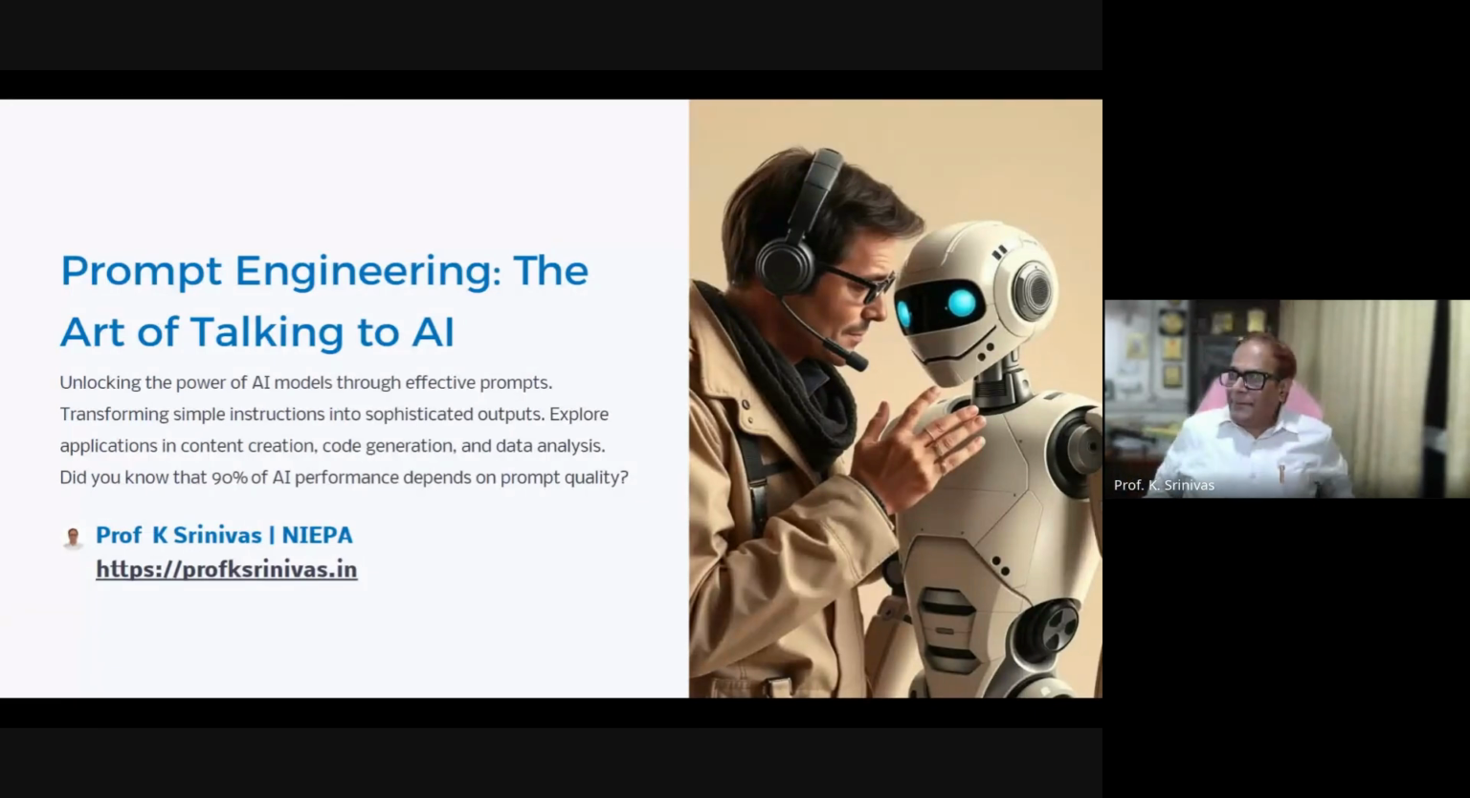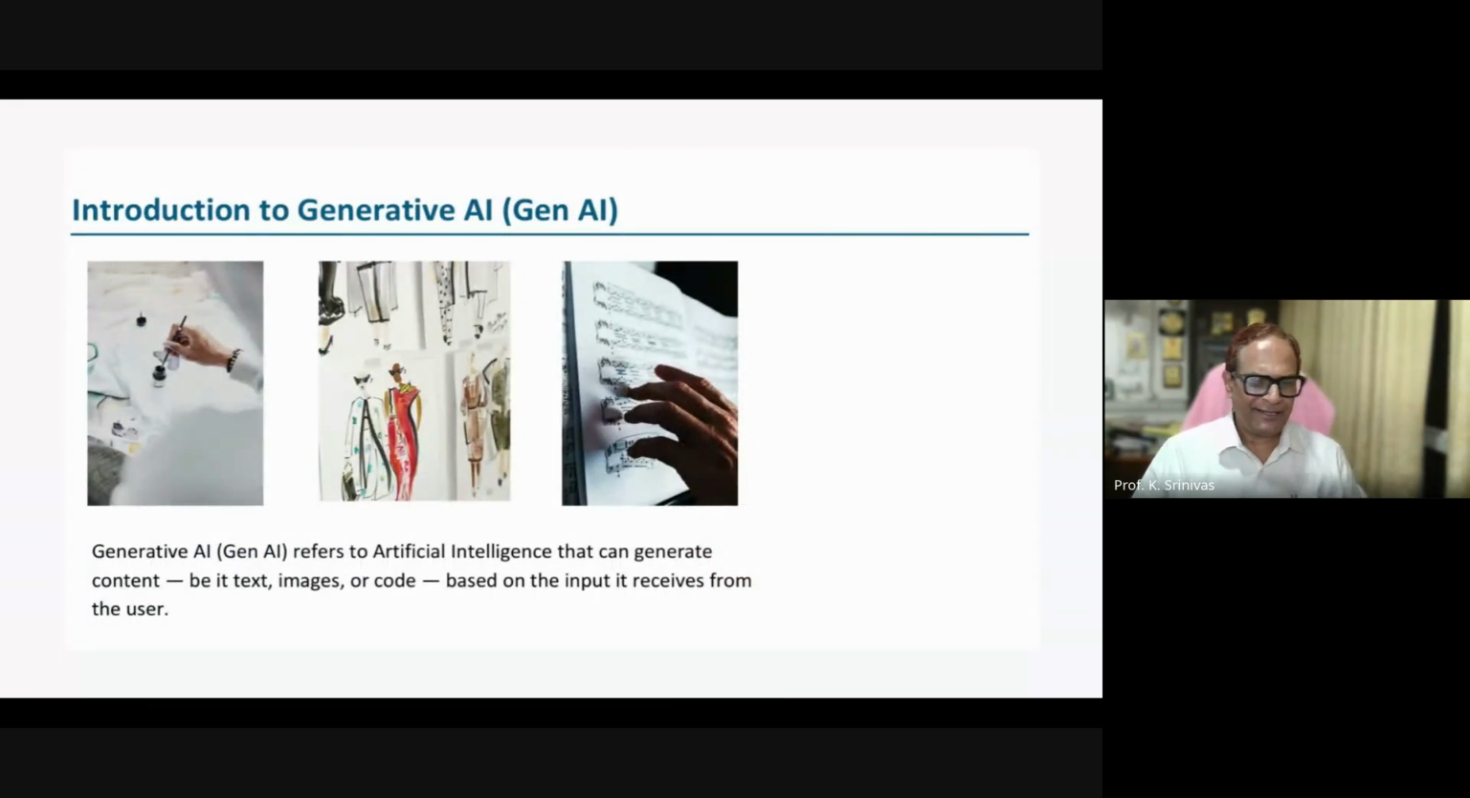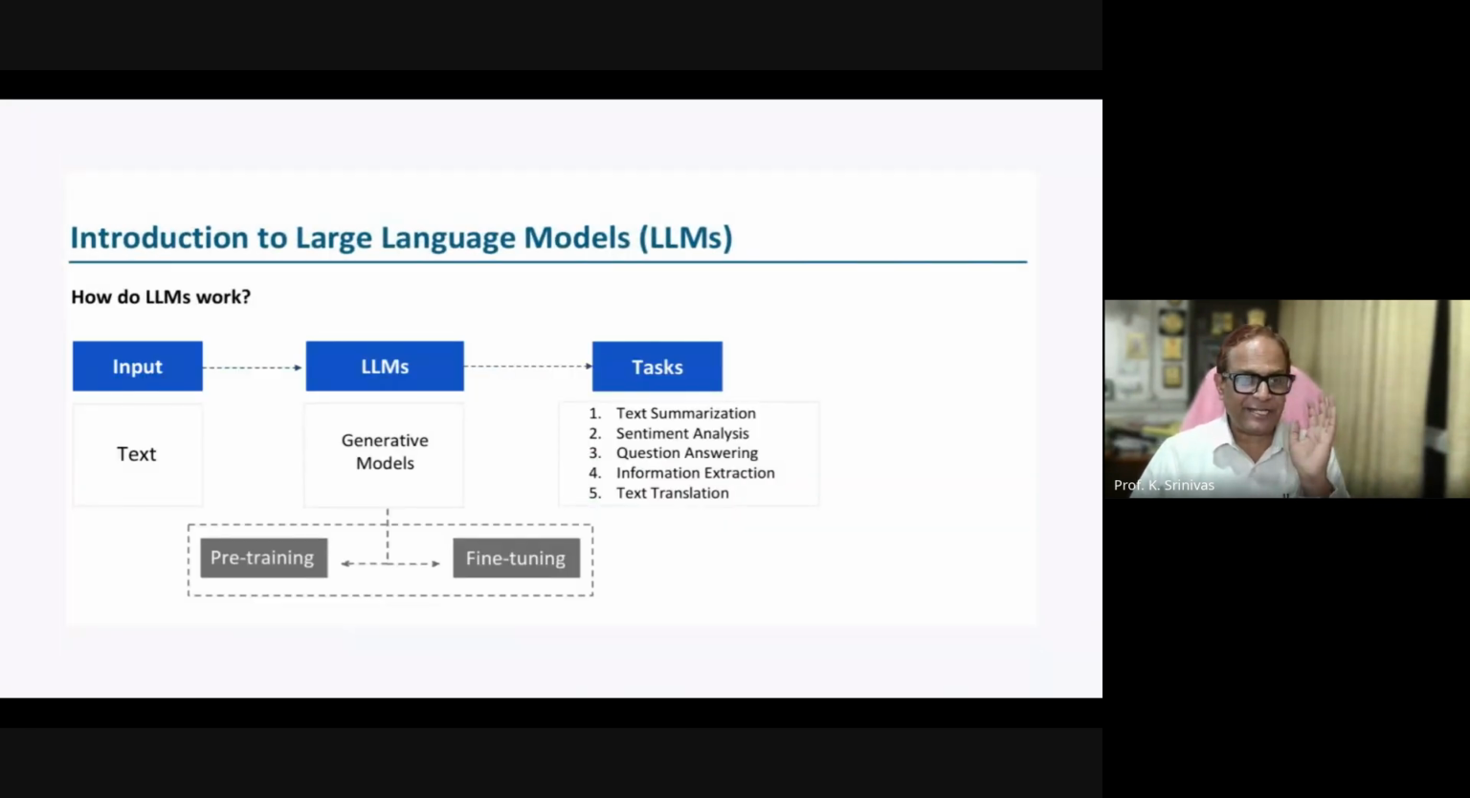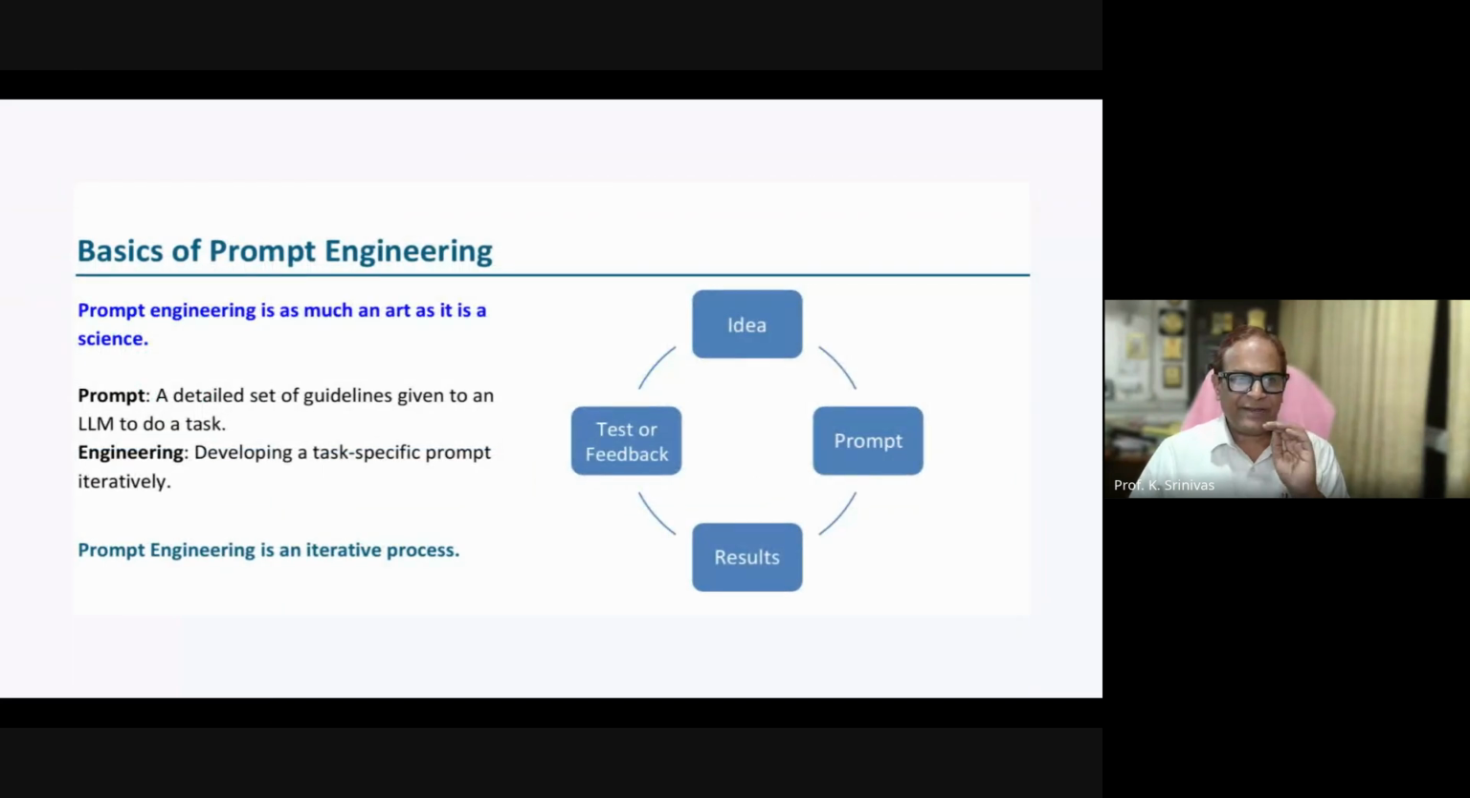Okay. But what is very important over here is the prompts. So transforming simple instructions into sophisticated outputs, explore applications in content creation, code generation, and data analysis. One more interesting point is that 90% of AI performance depends on prompt quality. The effective prompt you are giving, naturally it is the way you can do that. So this part has been taken care of. We understood this part. Okay, we are covered up to this.